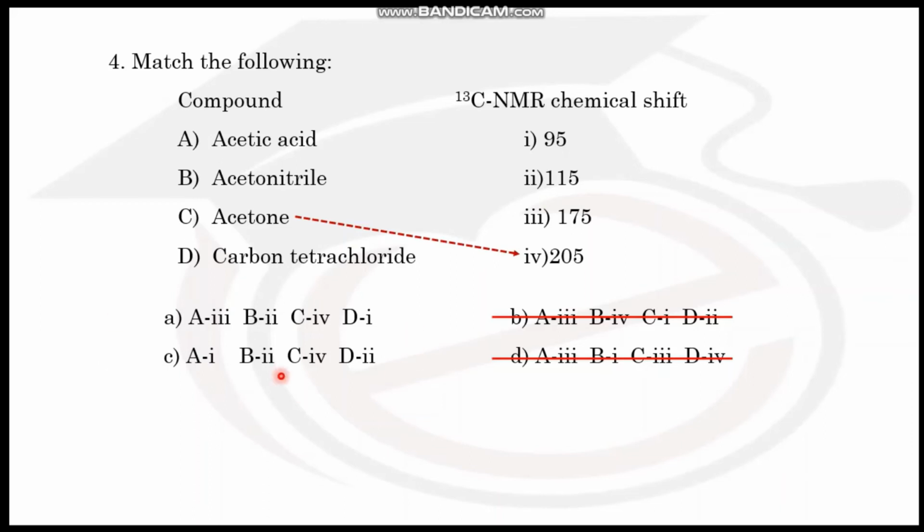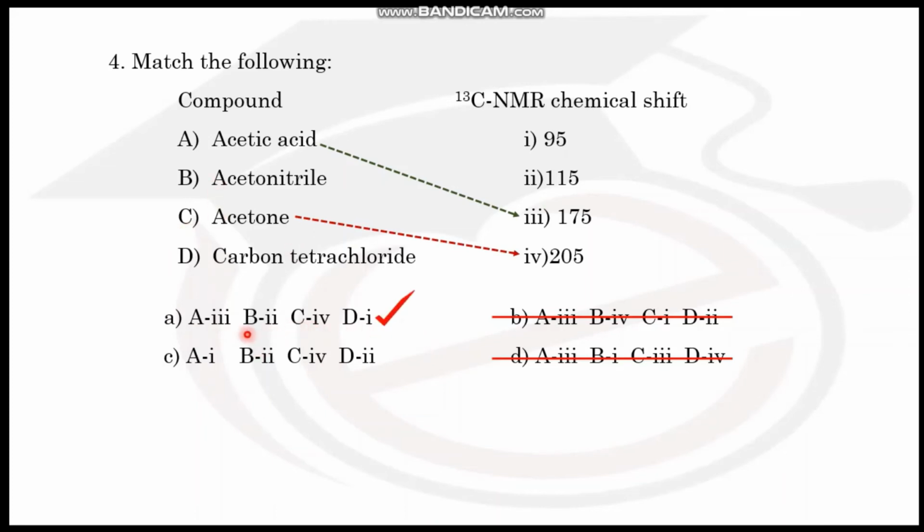Now, remaining these two, which one can we consider? See, this acetic acid is also in the range of 160 to 180, so it is 175. Next to acetone or ketone, the acetic acid or acidic group will come. So the 175 value will be acetic acid. Option A belongs to 3. So here A3, B2, C4 and D1. That is the correct answer.